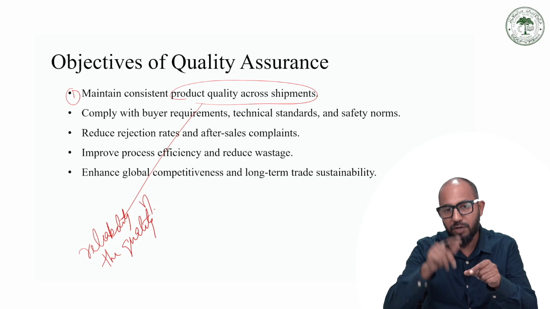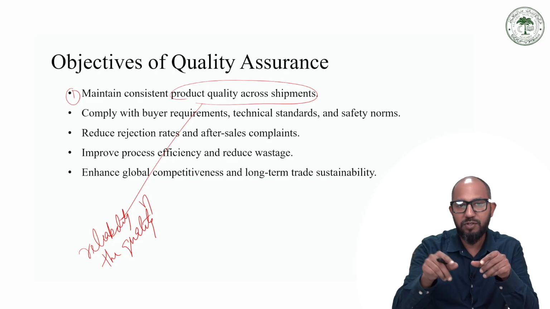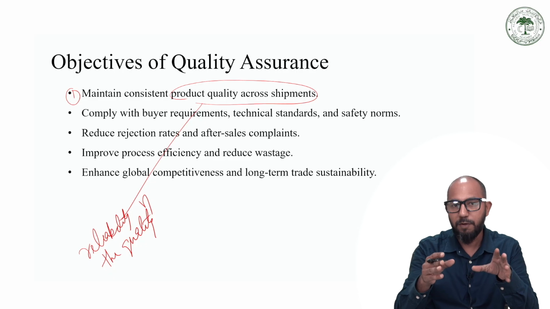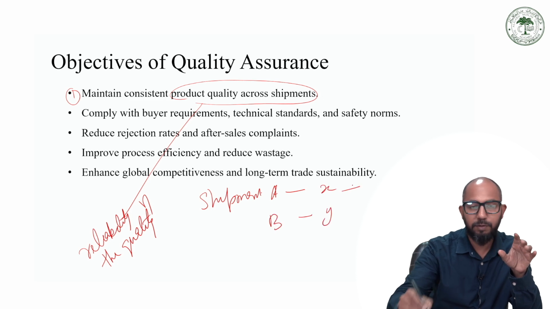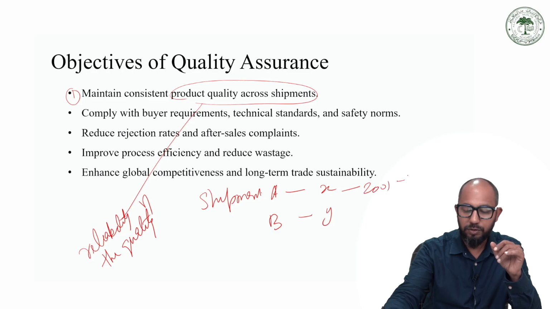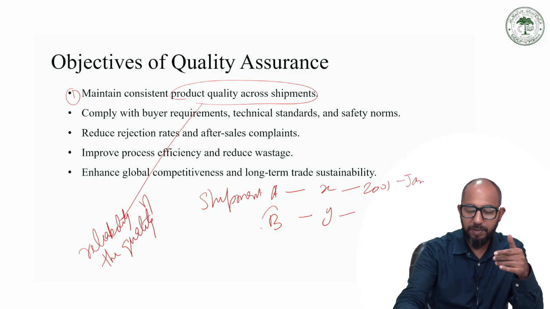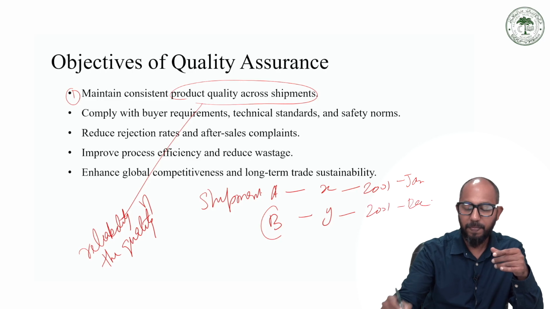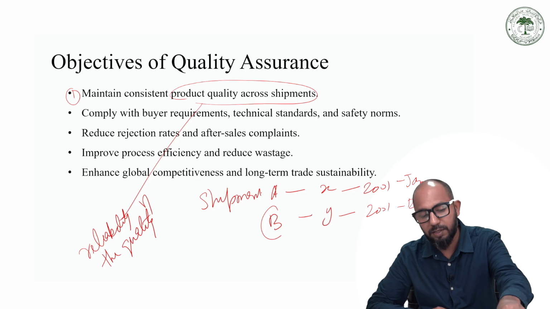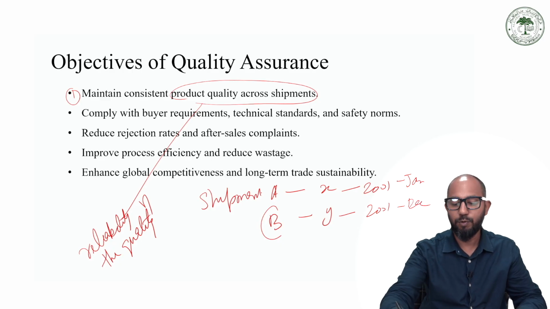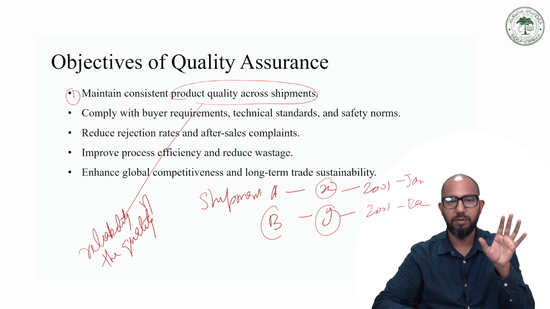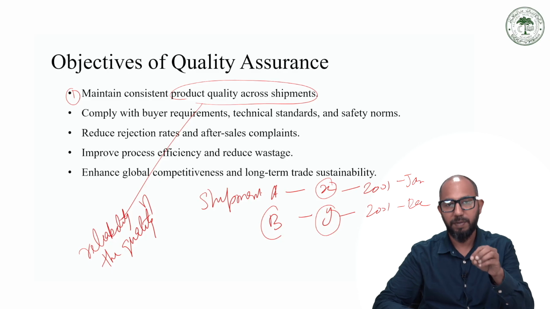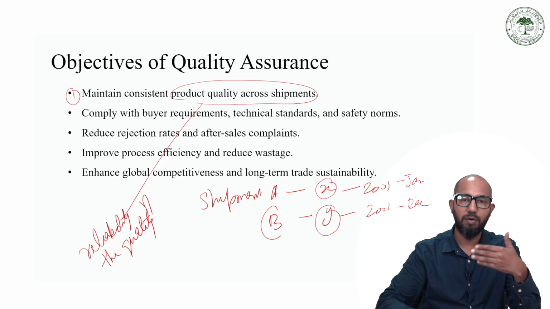Reliability means that each time the product is purchased or each time the product reaches in a new shipment, if we compare shipment A, product X, and shipment B, product Y, where shipment A was in January 2001 and shipment B is in December 2001, reliability and product quality consistency across shipments mean that both the products X and Y are the same product but in different shipments, their quality should match, their specification should match, their packaging should match, and all this should be across the shipments.